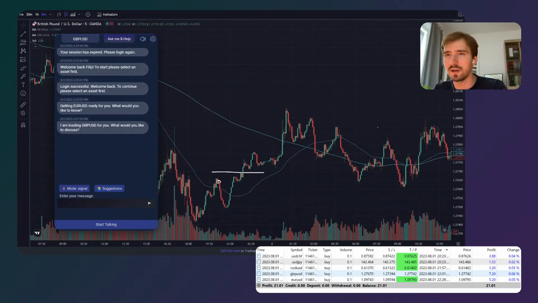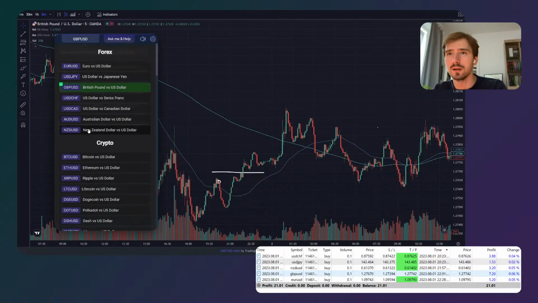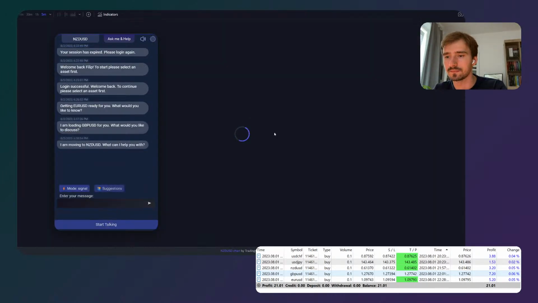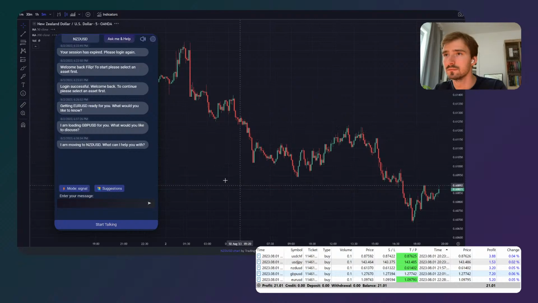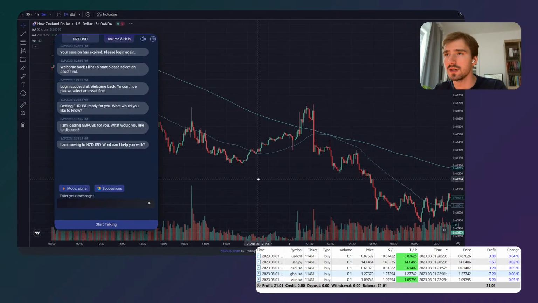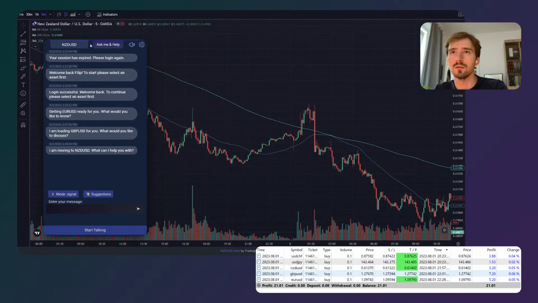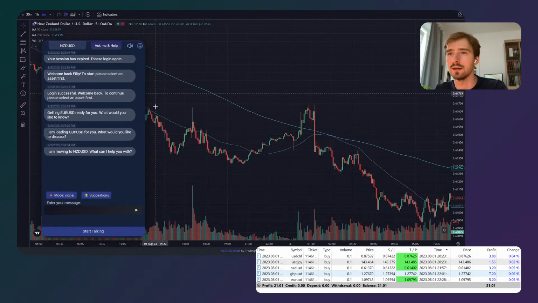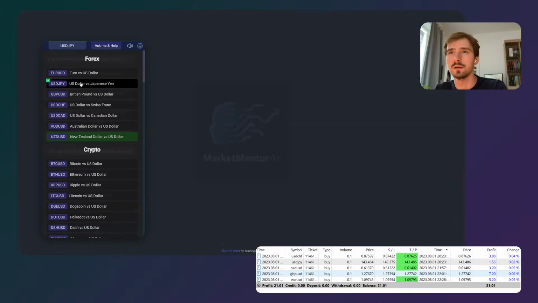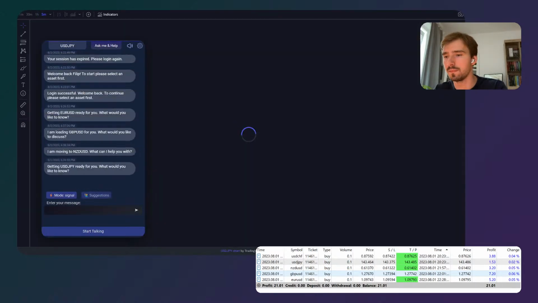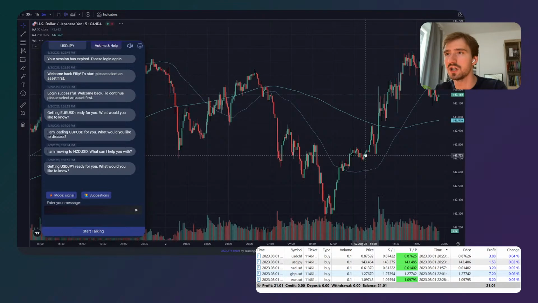And then we've got the New Zealand dollar. Again, the same scenario. I am moving to NZD USD. So that was yesterday. Stable movement, magnetizing to the long-term moving average of 200. So that was good. And then lastly, we've got the Japanese and Swiss franc. Let me quickly shuffle through those. Getting USD JPY ready for you.